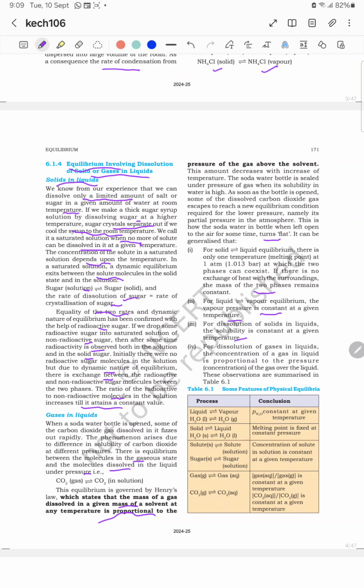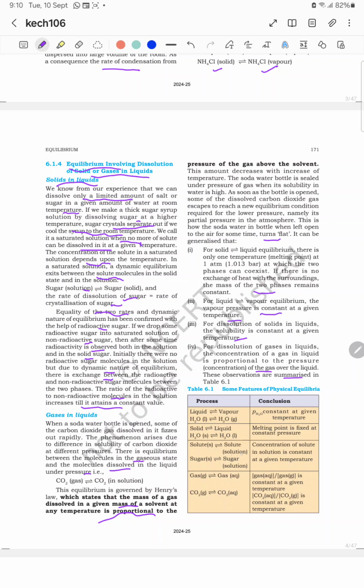For dissolution of gases in liquid, the concentration of gas in liquid is proportional to the pressure, or concentration, of gas over the liquid. So these observations are summarized in this table. Liquid to vapor equilibrium: vapor pressure is constant at a given temperature. Solid to liquid: melting point is fixed at constant pressure.